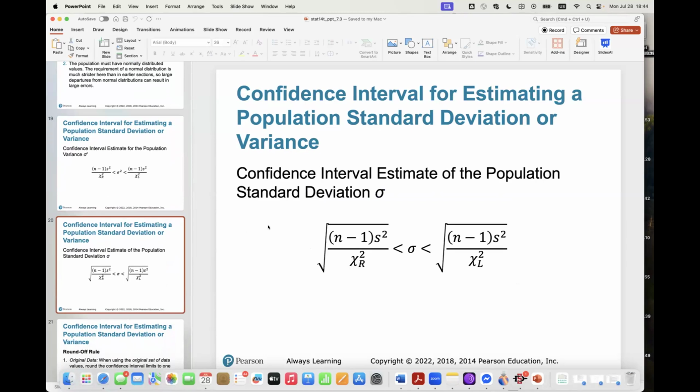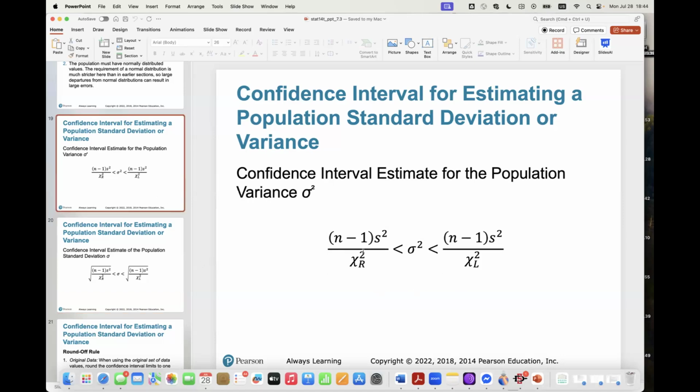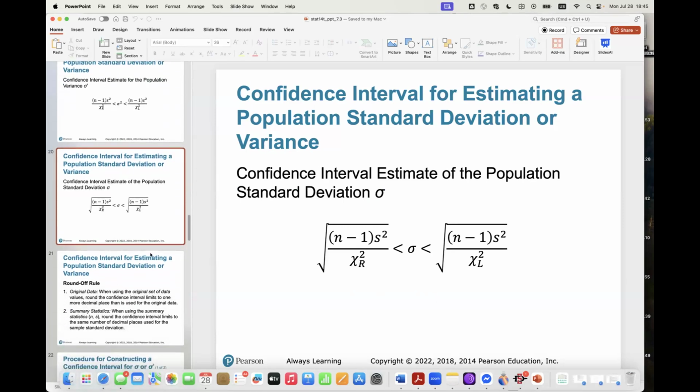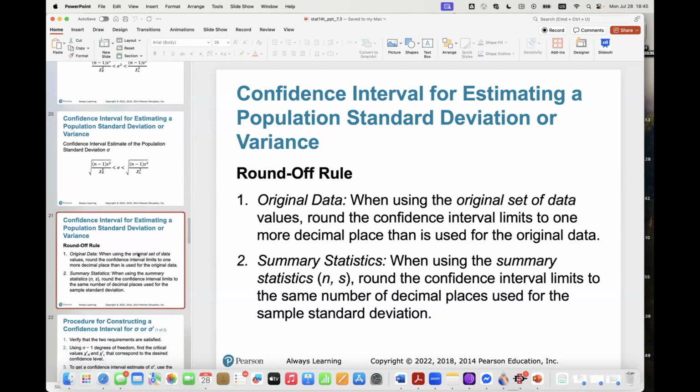Okay. In the confidence interval estimate of the population standard deviation, sigma is going to be between these two numbers. So you just need to take the square root of the upper bound and the lower bound. Then you get the confidence interval for the standard deviation, because the standard deviation is the square root of sigma squared. So that's why. Does that make sense, everyone?